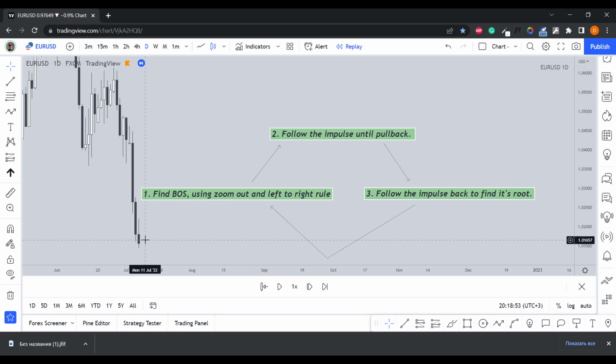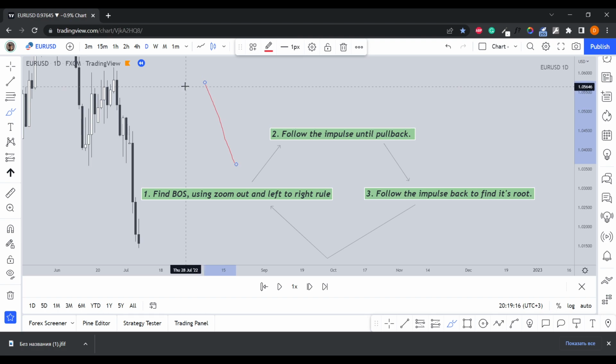And then the third point is follow the impulse back to find its root. The root of the impulse is the last up move before the down move, or the last down move before the up move. Because of course, if you have an impulse and you know about the existence of the pullback rule, then you know that at some point in the past there was a counter up move for that down impulse, like here.